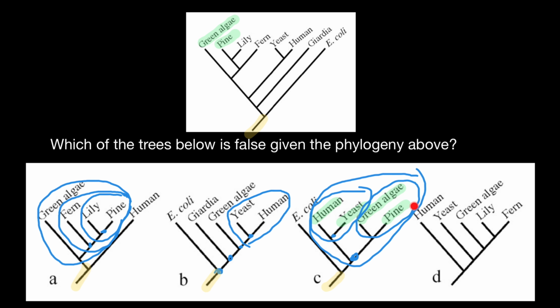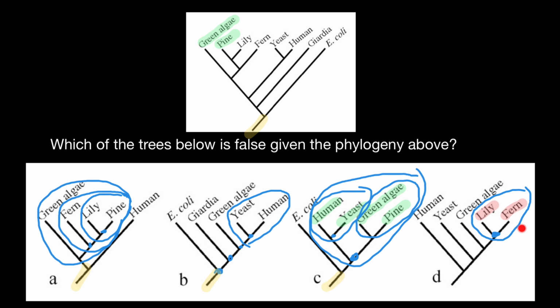Now we have only one phylogenetic tree left, which we have to analyze. Here we see lily and fern, which make the same clade. So let me highlight them with a different color. So fern, lily, they make the same clade. So let me circle them because they have a recent common ancestor, which is here.